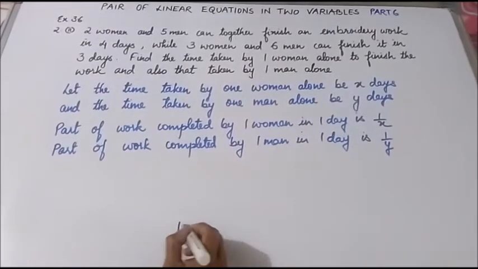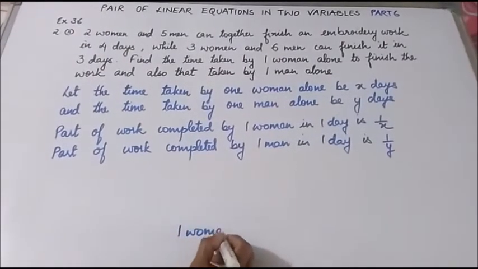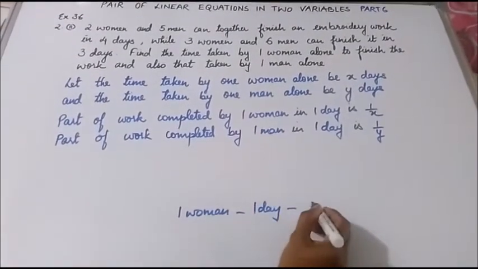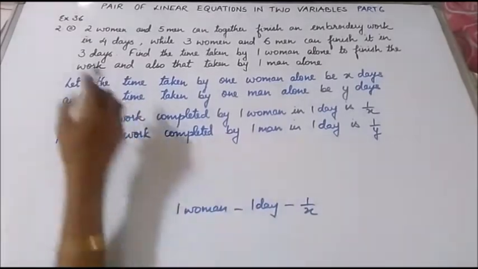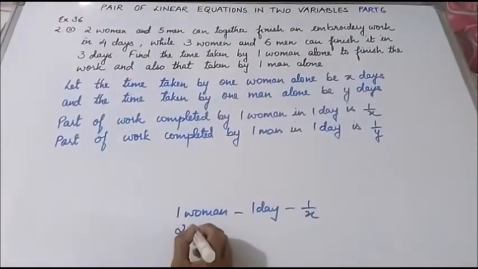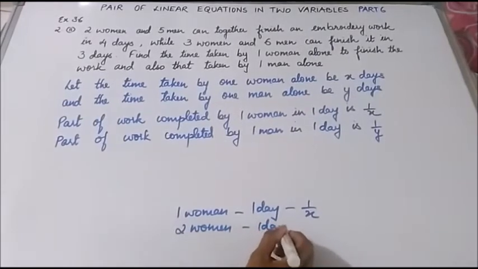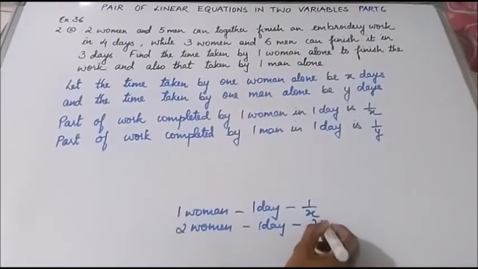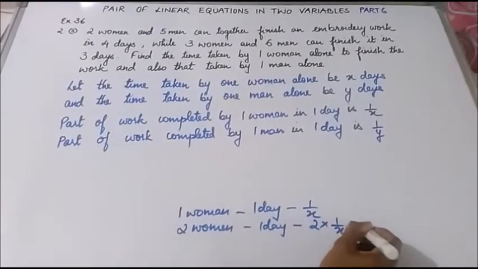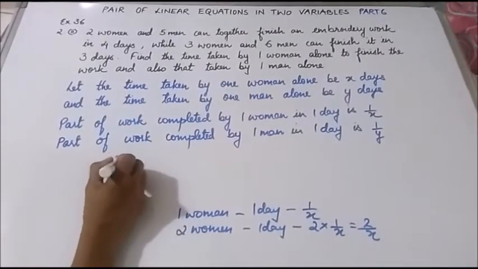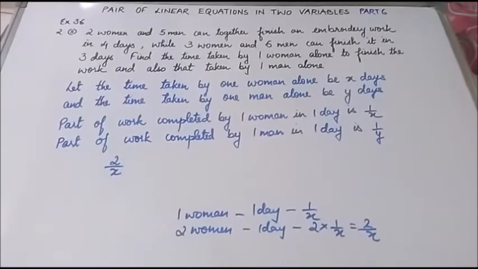Okay, 1 woman in 1 day does 1 by X work. Now how many women are there? There are 2 women. So 2 women in 1 day will complete 2 into 1 by X, that is equal to 2 by X. So in 1 day 2 women will do 2 by X work.